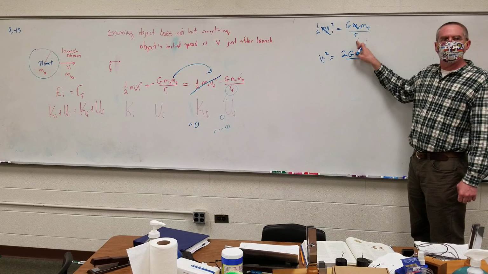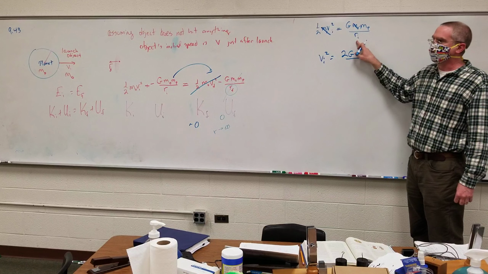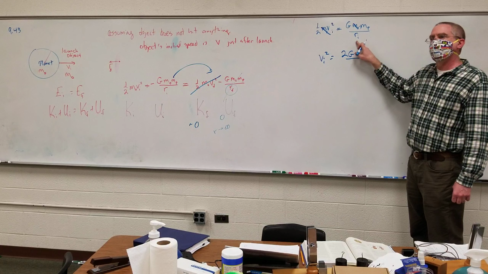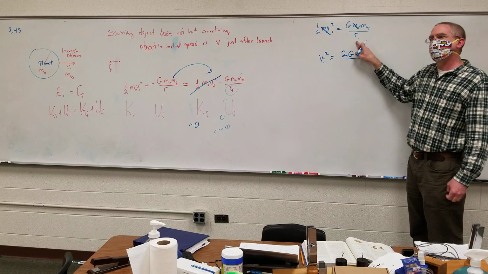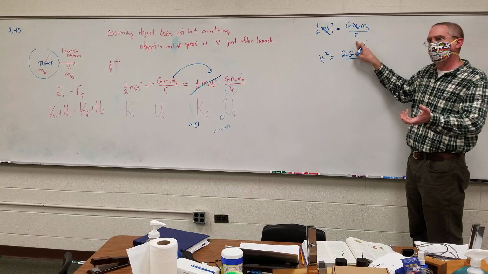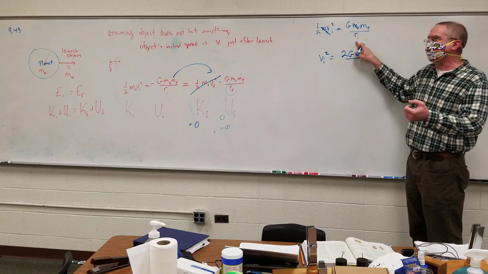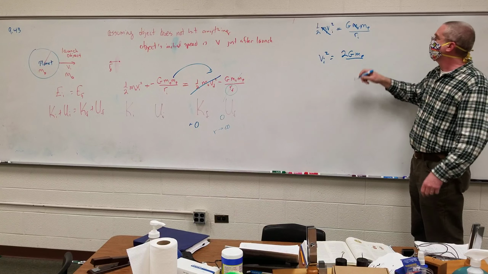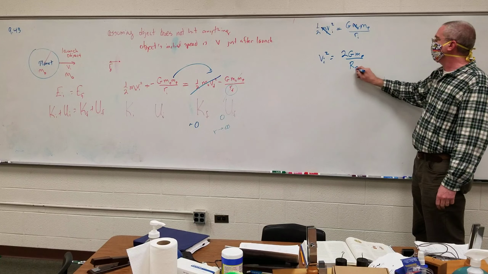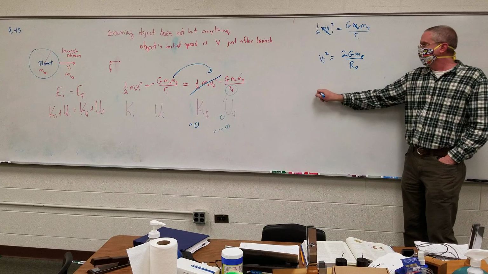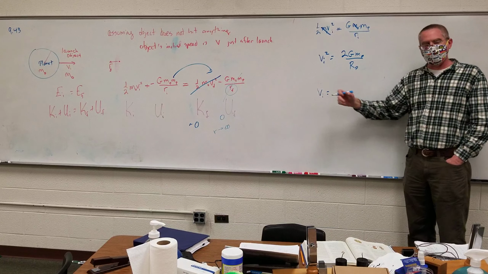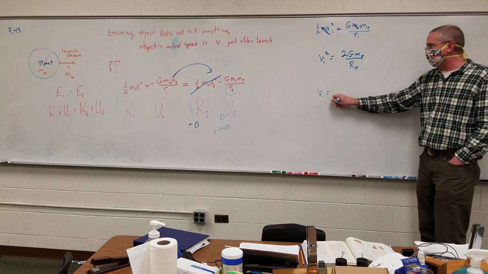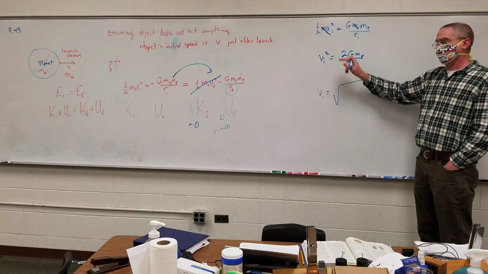Initial distance. What is the initial distance? Would it be from the planet center to where it first launches? Yeah, and I'm launching it from the surface. So it's just the radius of the planet. So radius of planet. So my initial speed, in order for this thing to be launched and never return, the formula is square root, because I'm trying to undo the square.